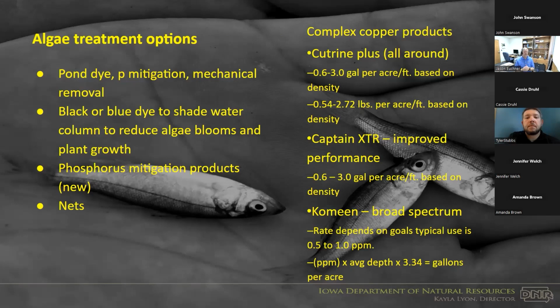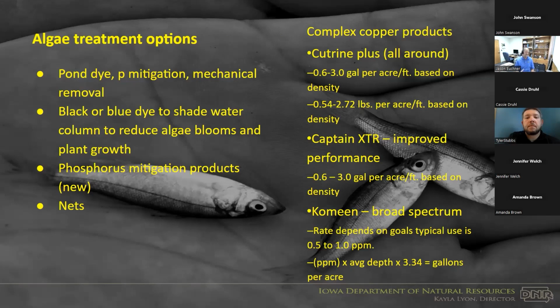Anywhere you're using Cutrine Plus, you can now switch to Captain XTR. It is a complex copper with the same use rates, but it has a surfactant in it that helps it penetrate those algae cells faster, so you'll get much faster control, and often longer-term control. And then Komeen is a really good complex copper.